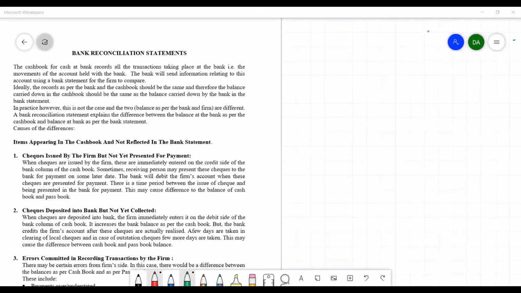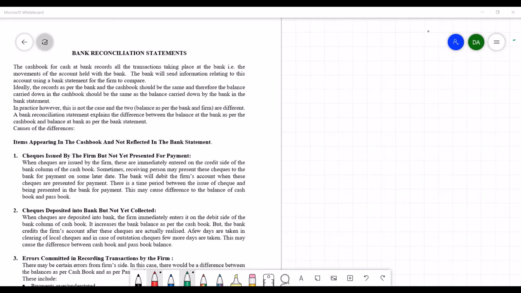Let us learn about bank reconciliation statement. The cash book of the business in the bank column records transactions taking place in the bank account of the business. That is the movement of cash held with the bank, or cash in the bank, relating to that particular business.